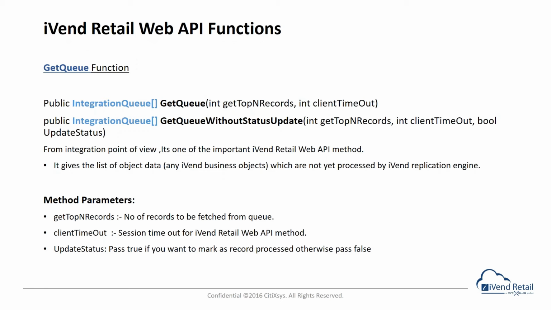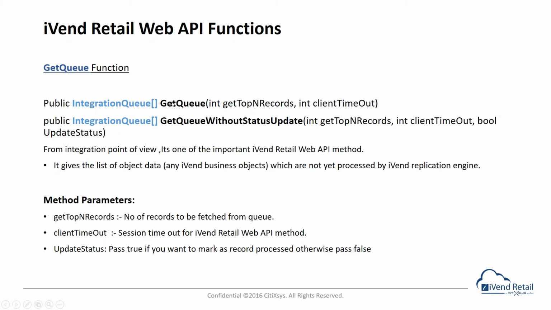Now in iVend APIs we have the getQueue method exposed, which gives you the list of all operations which have happened. You can give a parameter like how many records you would like to fetch, and what client timeout you would like to give to this web call. In return it gives you the transactions which have happened in iVend, as an array of those transactions.